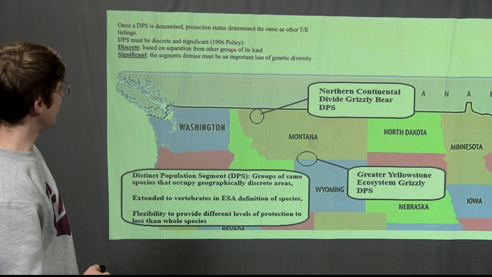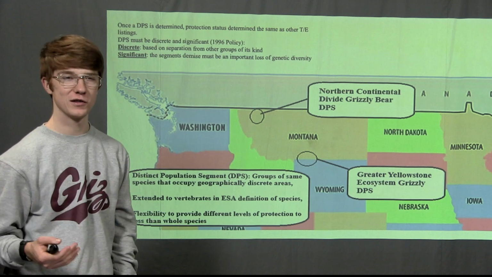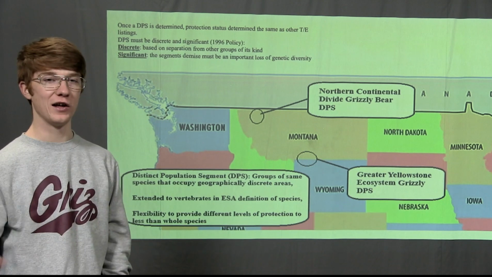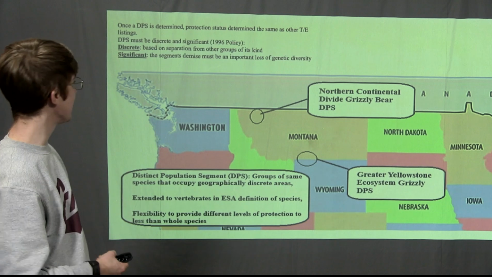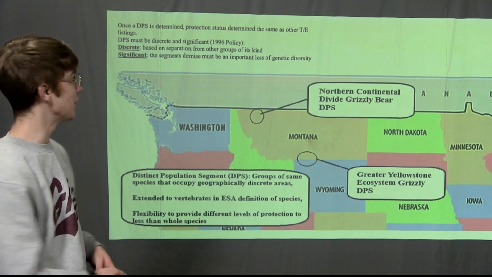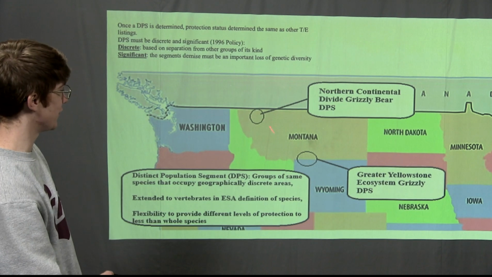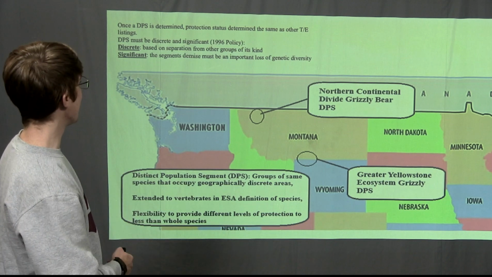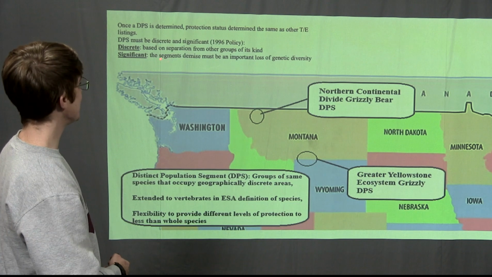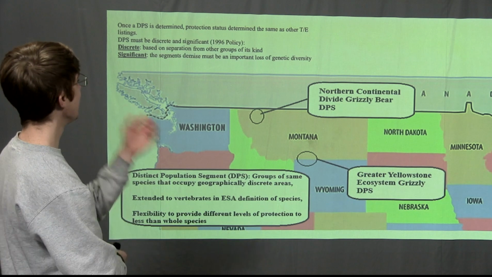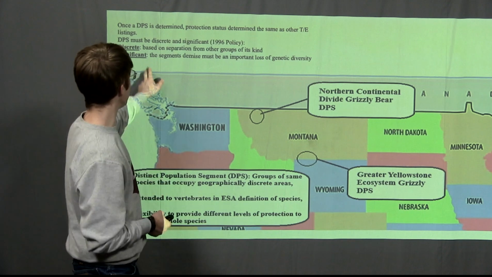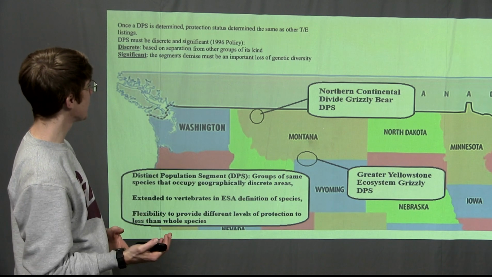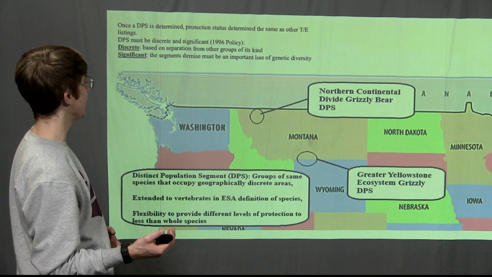And I was reading this, so they have the 1996 policy. I think this is essentially to determine what is a distinct population segment, and there's pretty much just two things. They must be discrete and they must be significant, and they define discrete as just based on separation from other groups of its kind. So obviously in this case, there's separation between the greater Yellowstone and the Northern Continental Divide grizzlies, and then they also have to be significant. And this essentially states that the segment's demise must be an important loss of genetic diversity. I'll admit I'm not as clear on the second criterion, but the segment's demise must be an important loss of genetic diversity.